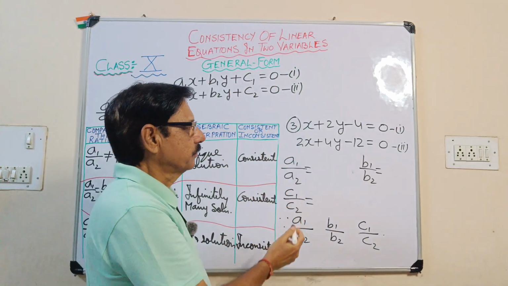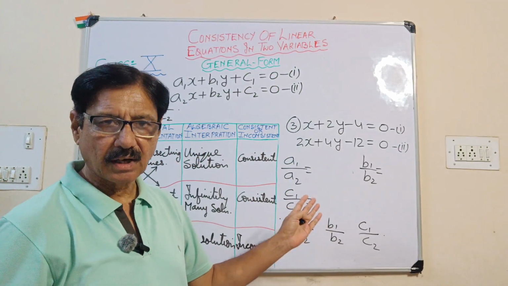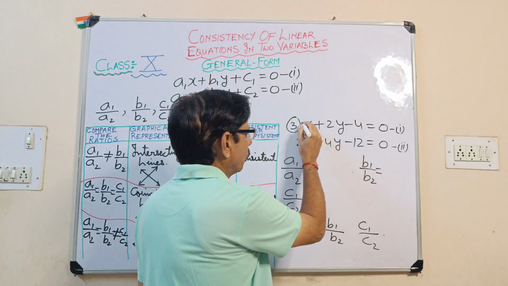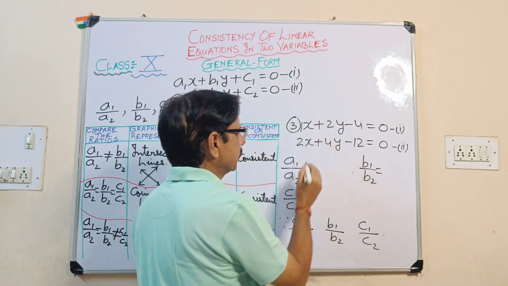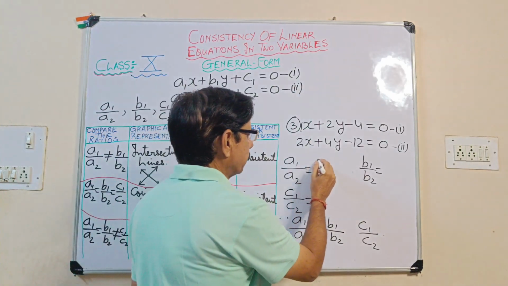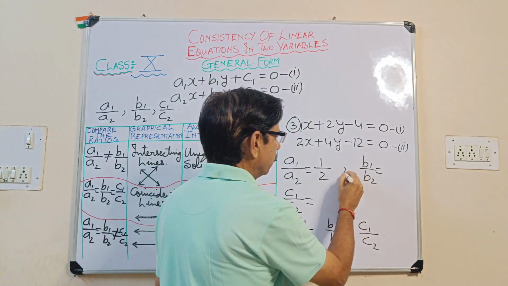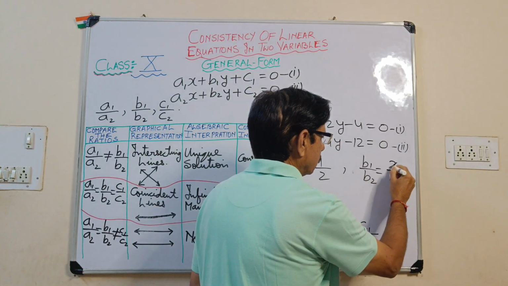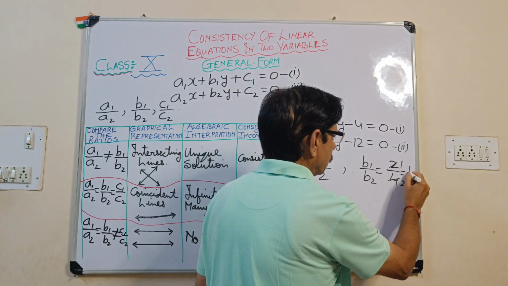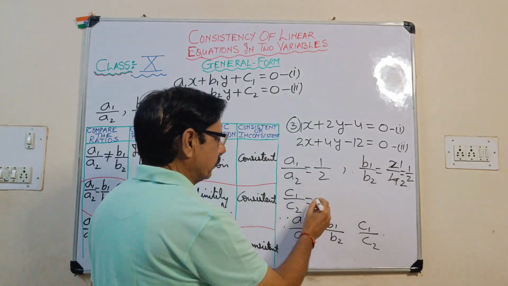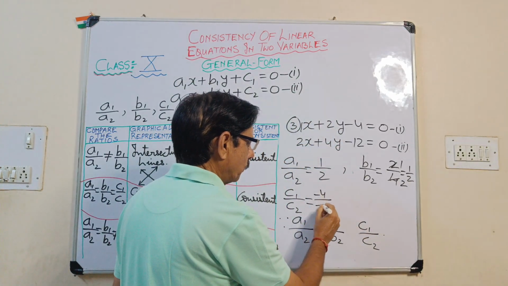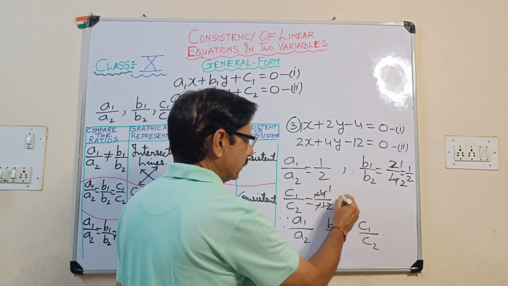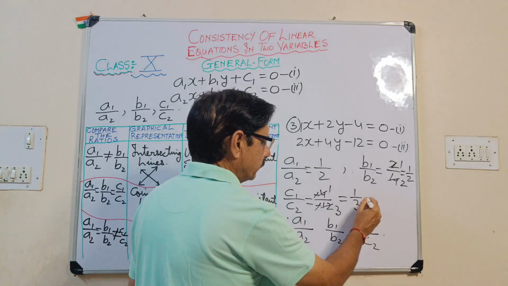So again, a pair of linear equations in two variables is with you. Now we'll quickly compare. No numerical coefficient is there, so you can put 1 there. So a1 by a2 will be 1 by 2. Here b1 by b2 is 2 by 4, so again it is 1 by 2. And c1 by c2 here is minus 4 upon minus 12. Negative negative cancel, 4 ones are 4, 4 threes are 12. So it will be 1 by 3.